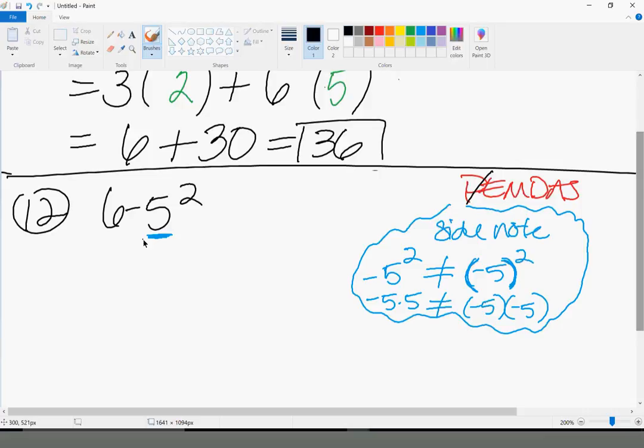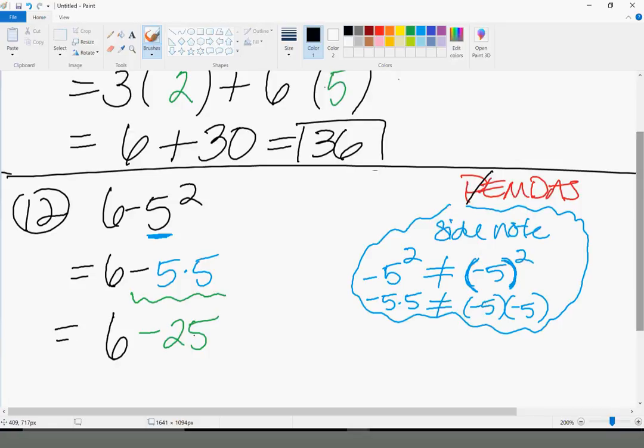So going back to the problem that we have, this is going to be 6 minus 5 times 5. Alright? So now, 5 times 5. This is actually negative 5 times 5. So negative 5 times 5 is negative 25. So it's going to be 6 minus 25.